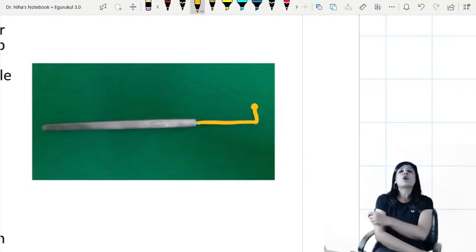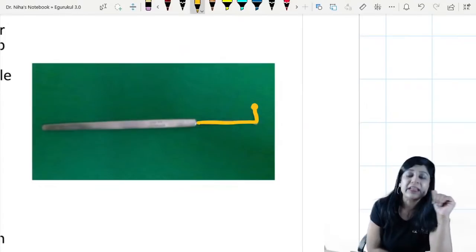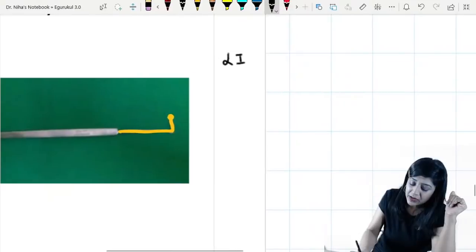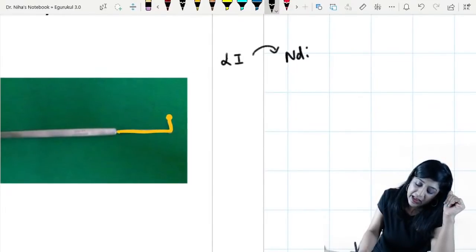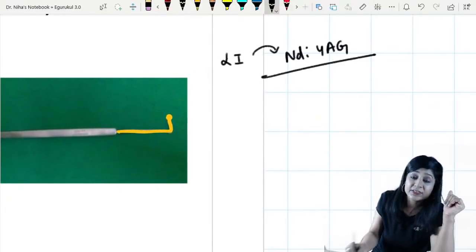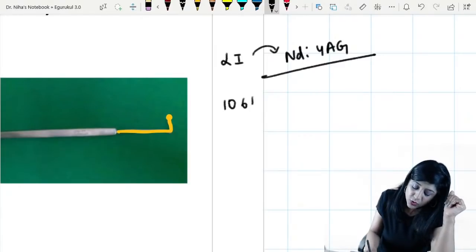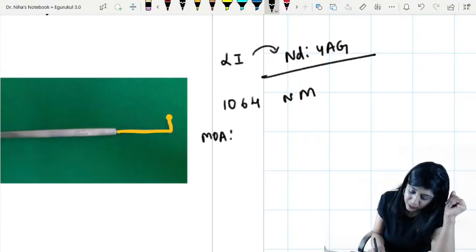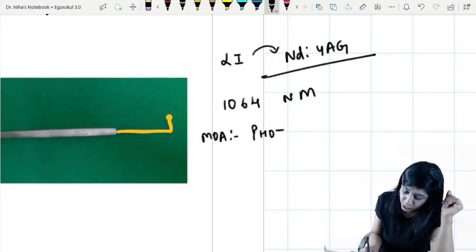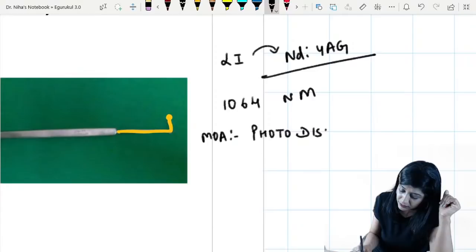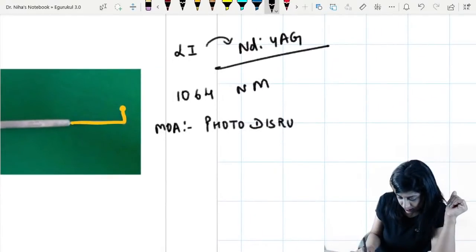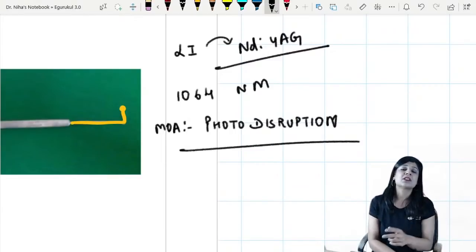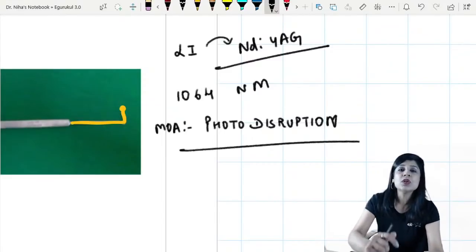No, Ganesh, we are not using the femto for the laser iridotomy. For the laser iridotomy, we are using the Nd:YAG laser, which is 1064 nanometer. And the mechanism of action that we are using for creating the opening is photodisruption.